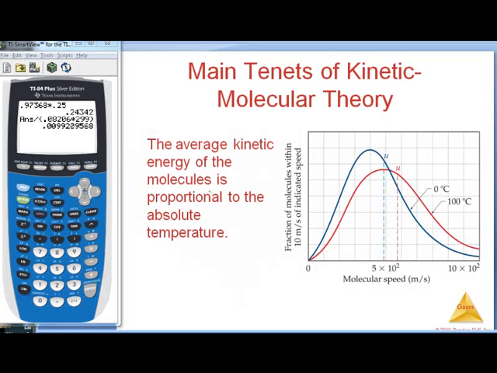We also know that the average kinetic energy of molecules is proportional to their absolute temperature. So the higher the temperature, the higher the kinetic energy. Makes sense? The temperature is a reflection of that energy.